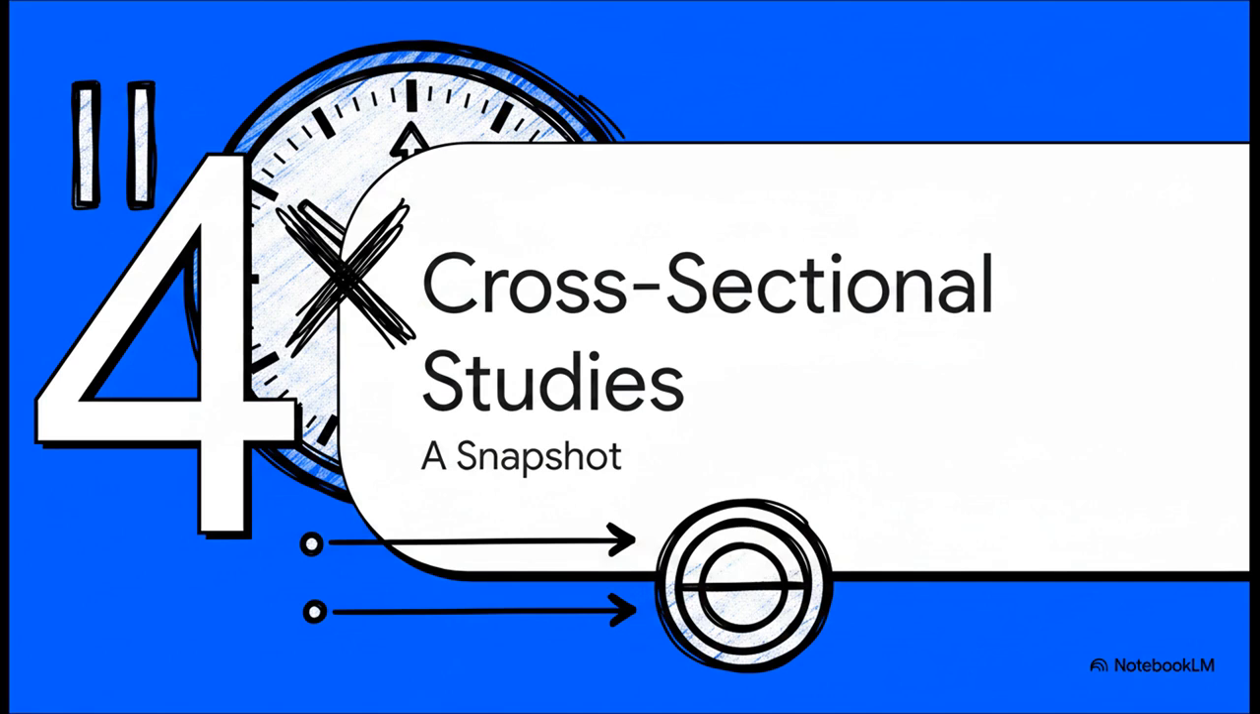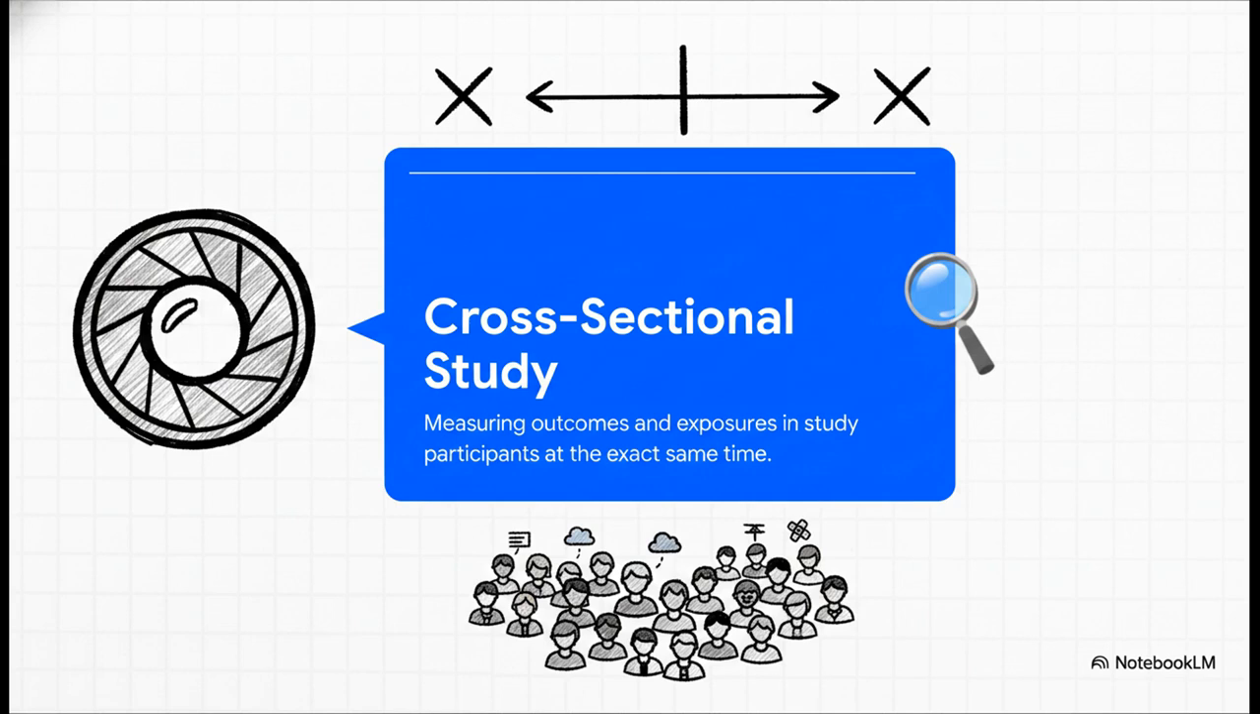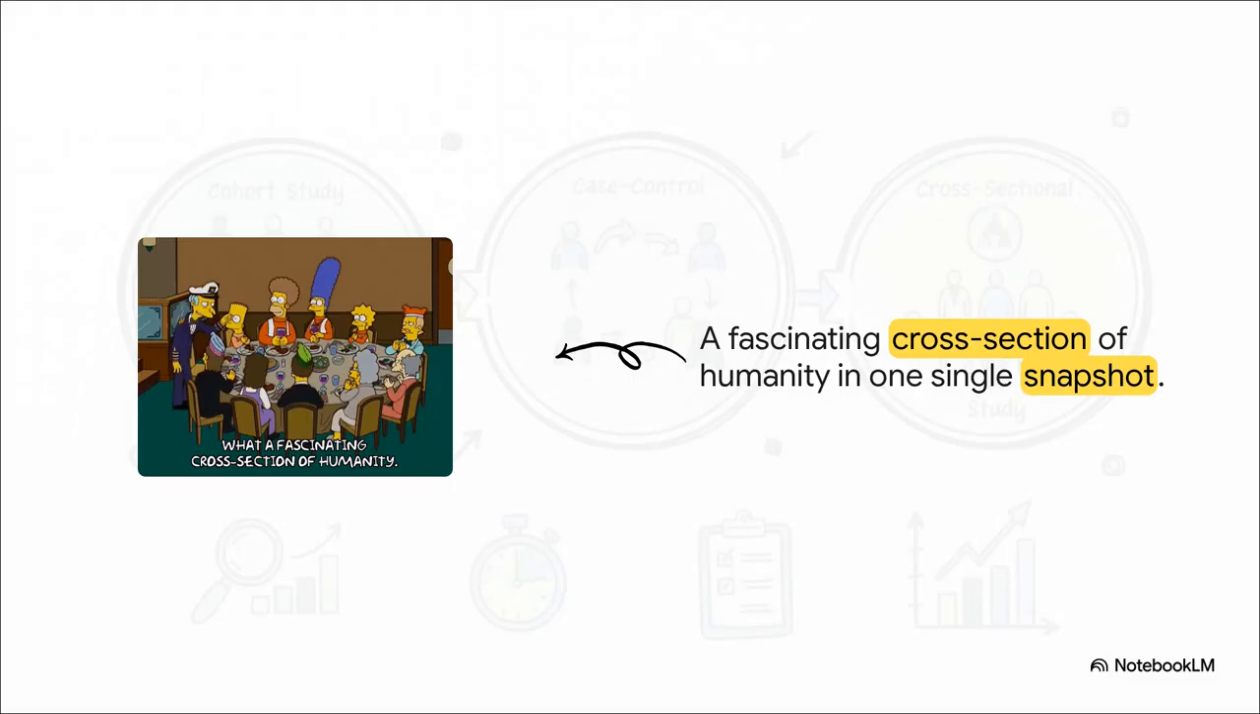Which brings us to Section 4, cross-sectional, a snapshot. In our third bucket, we have the cross-sectional study. Here, the investigator measures both the outcome and the exposures in the study participants at the exact same time. There's no looking forward into the future, and there's no looking backward into the past. We're hitting the pause button entirely. It's exactly like taking a single high-resolution photograph of a population to assess the prevalence of diseases or exposures right in that specific moment. To really anchor this concept, think of that classic Homer Simpson moment observing a fascinating cross-section of humanity. That's exactly what this is.